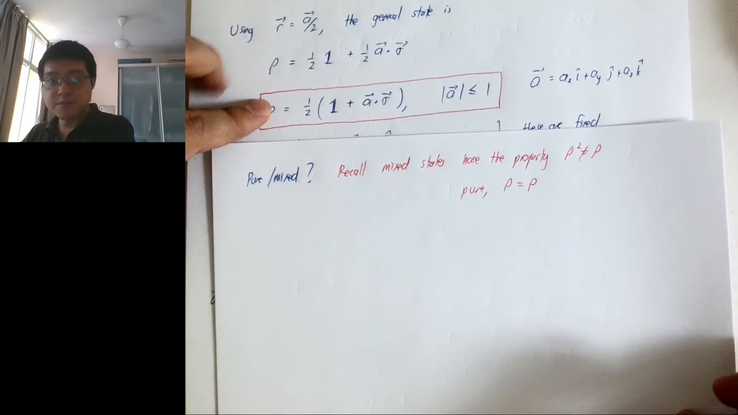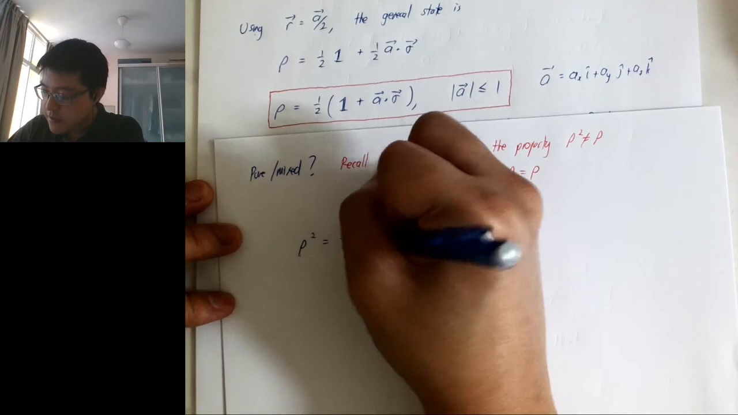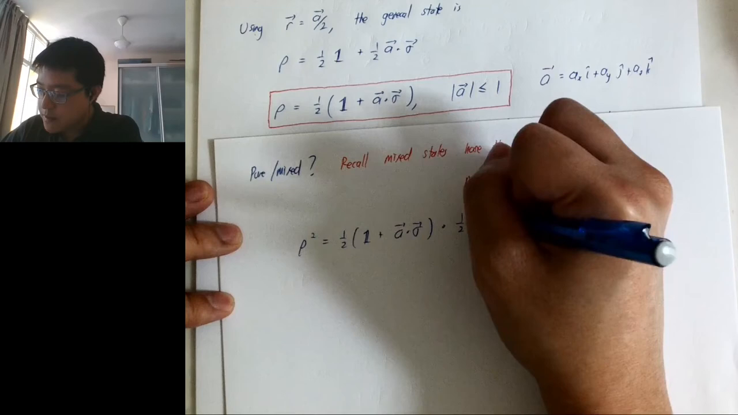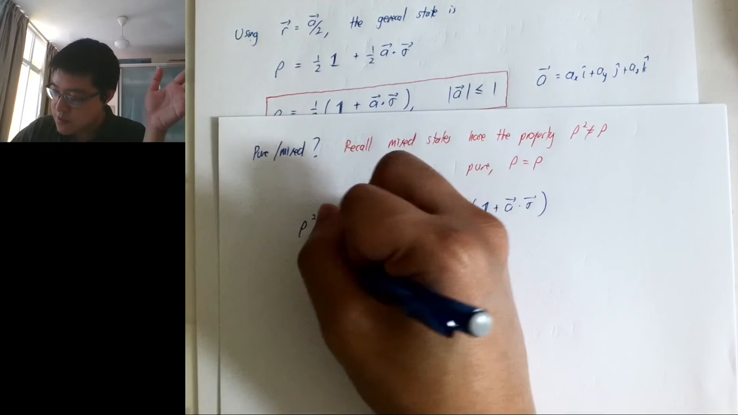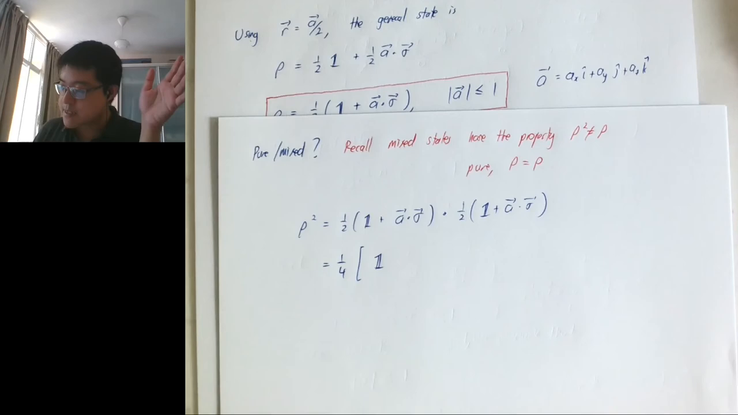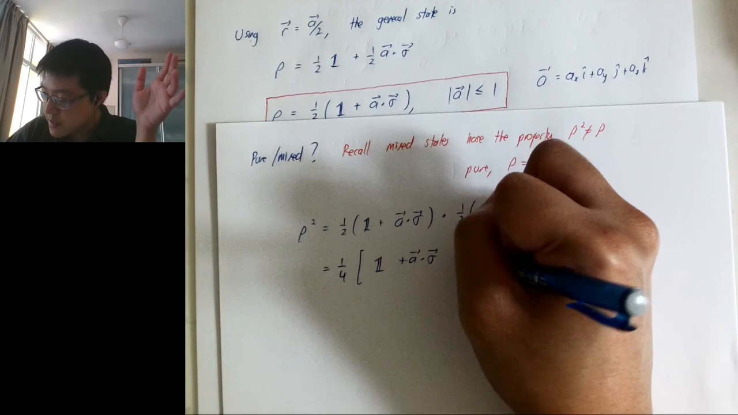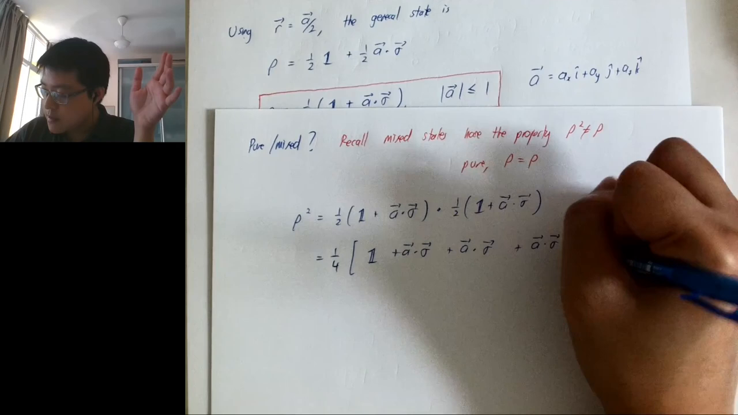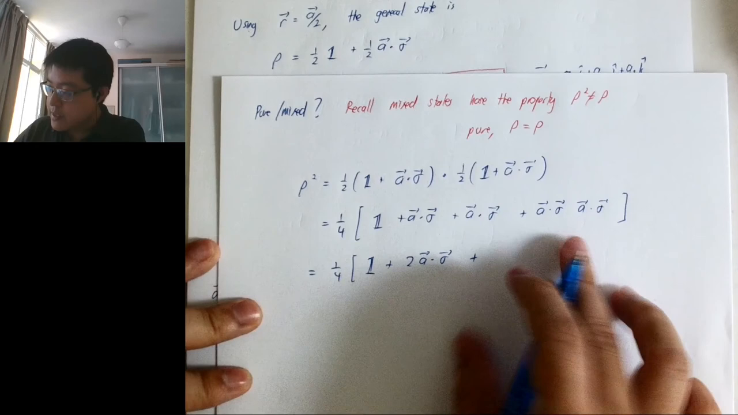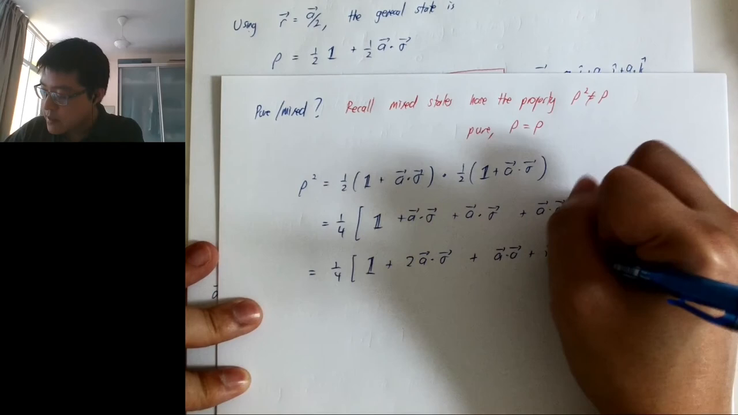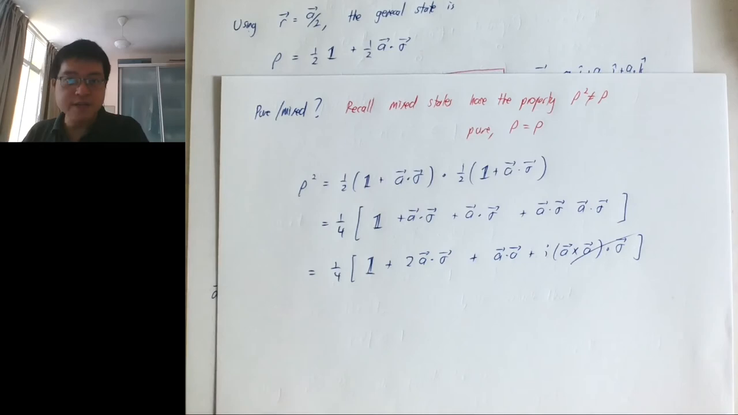So this is my general state for any A. If I do rho squared, it's half this plus A dot sigma, times half this plus A dot sigma. So half and half are outside; let's put this outside and then expand the bracket. I times I is just I. I times this is A dot sigma. This times this is another A dot sigma. And then plus A dot sigma times A dot sigma. Basically, this is just identity plus 2 A dot sigma, and then this is A dot A plus i (A cross A) dot sigma. A cross A is 0, right? The same vector crossed with itself is going to be 0. This is just the length squared.